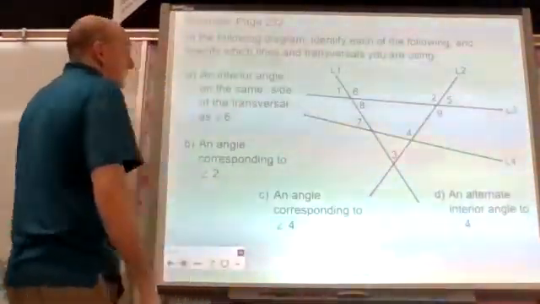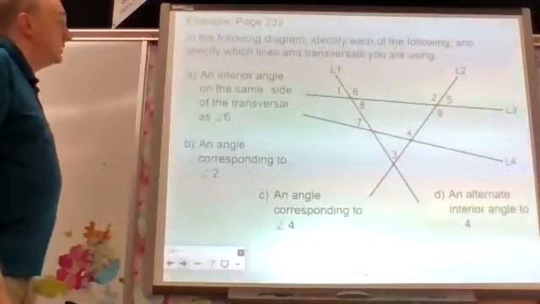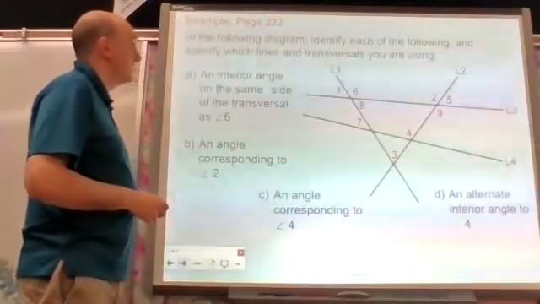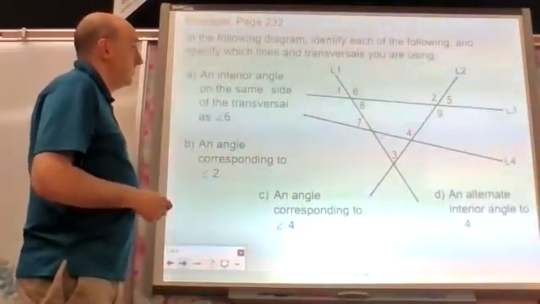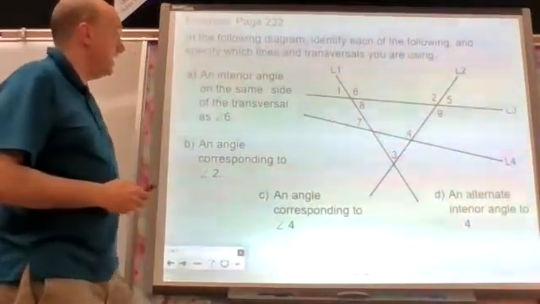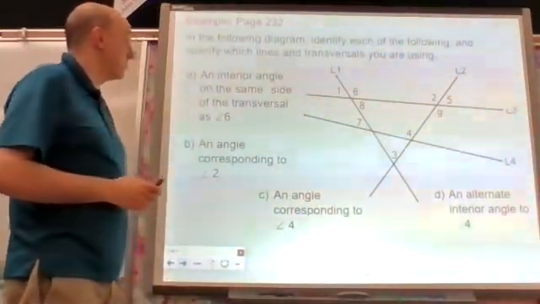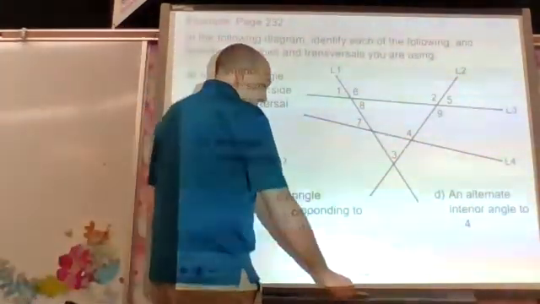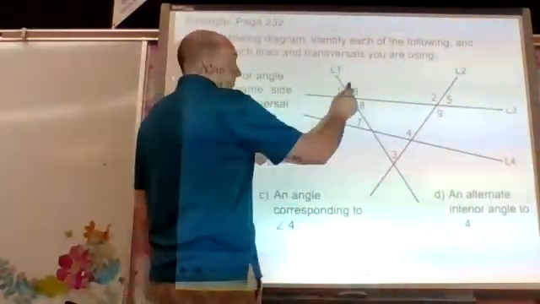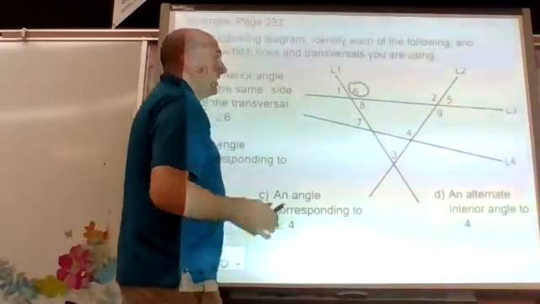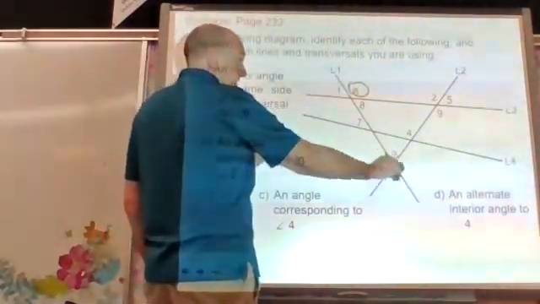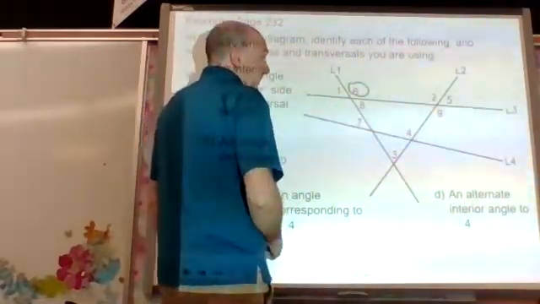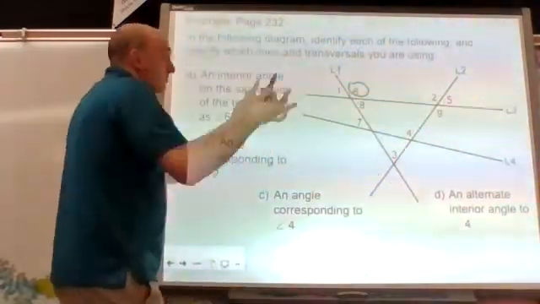So the next thing we get to is page 232. In the following diagram, we're going to identify each of the following, specifying which lines and transversals we are using. So we want to identify in A, an interior angle on the same side of the transversal as 6, angle 6. So angle 6, I'm going to start by identifying that, is right here. We can consider two different transversals. We could consider this transversal, or we could consider this transversal, right? Because 6 is attached to both of those lines. One of those is going to be the transversal.